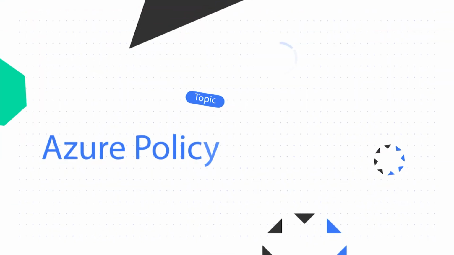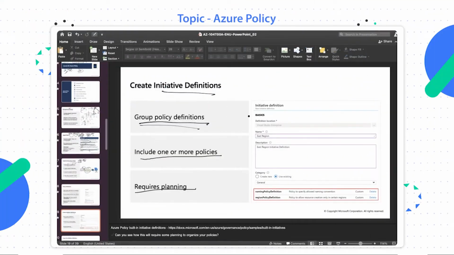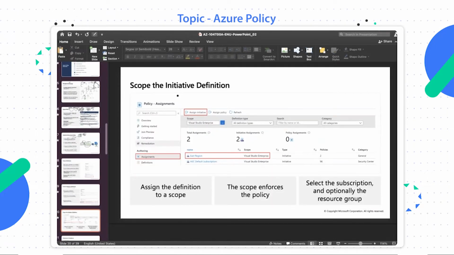So let me start. I need to check which policies I'm going to group. First of all, I will plan, then I will group all those policies into a policy definition, and then I will scope this, or assign this policy to my scope level. You need to scope your initiative definition. That means you need to apply it to one scope, which could be your management group, your subscription, or your resource group, depending on your requirement.